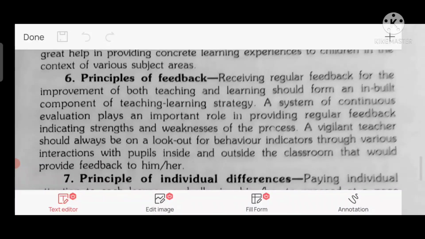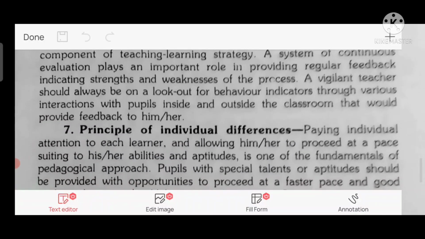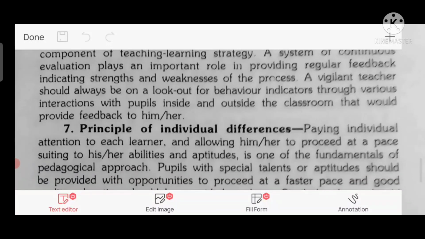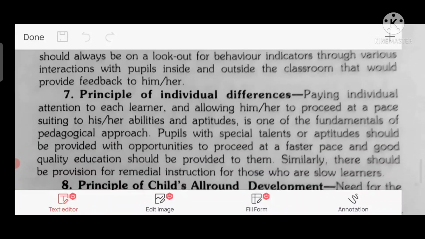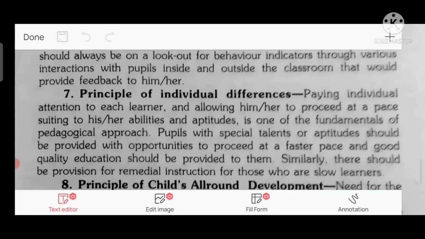A system of continuous evaluation plays an important role in providing regular feedback indicating strengths and weaknesses of the process. Point number 7, principle of individual differences. Paying individual attention to each learner and allowing him or her to proceed at a pace suiting his or her abilities and aptitudes is one of the fundamentals of pedagogical approach.